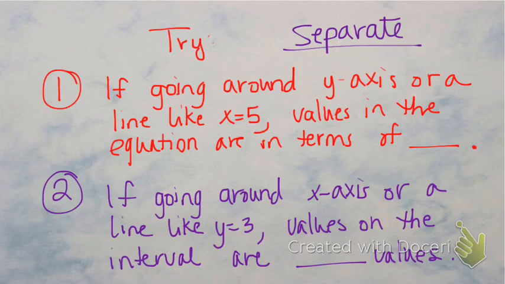Number 2, if going around the x-axis or a line like y equals 3, values on the interval, that's talking about when you take your integral here, these interval values are blank values. X or y is the answer there. Decide which one it is.